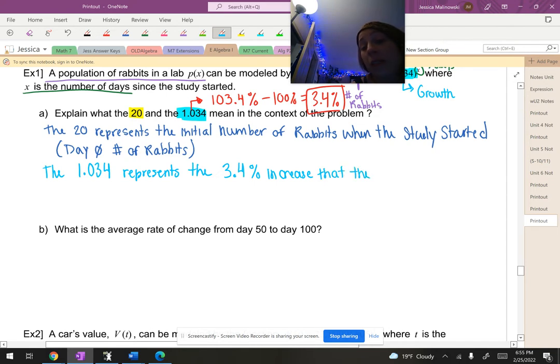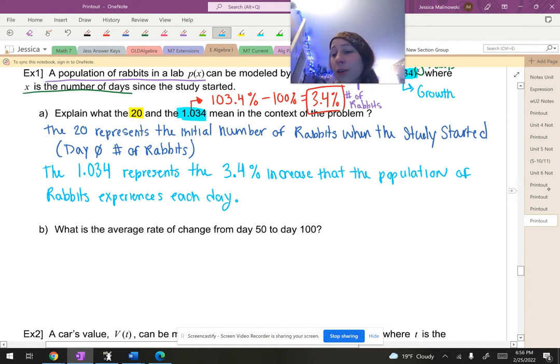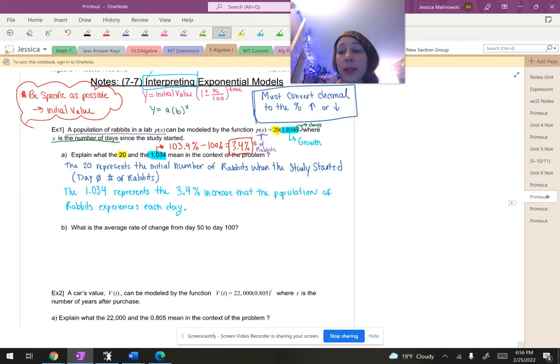that the population, this is a little clunky on the words, represents the 3.4% increase that the population of rabbits experiences each day. I'll go to a different one and read what I wrote for that one, because sometimes it's different depending on the day.